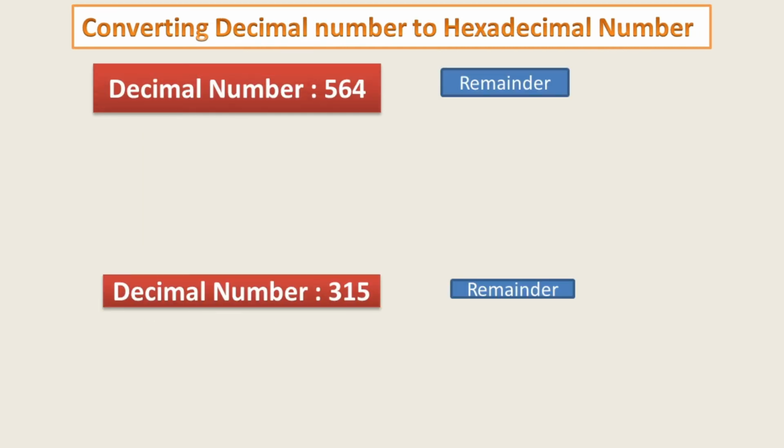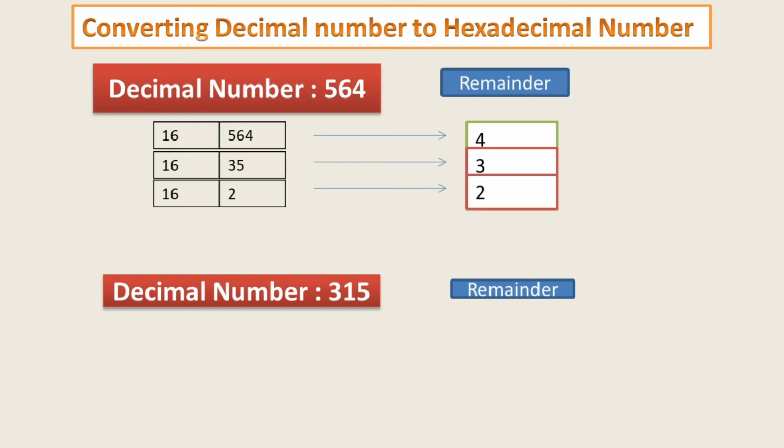Now I will show you how to convert a decimal number into a hexadecimal number. Hexadecimal is base 16. So again we have to successively divide the decimal number by 16 and store the remainder. We know the procedure. This is how we successively divide the number and store the remainder. So the decimal number 564 becomes the hexadecimal number 234.